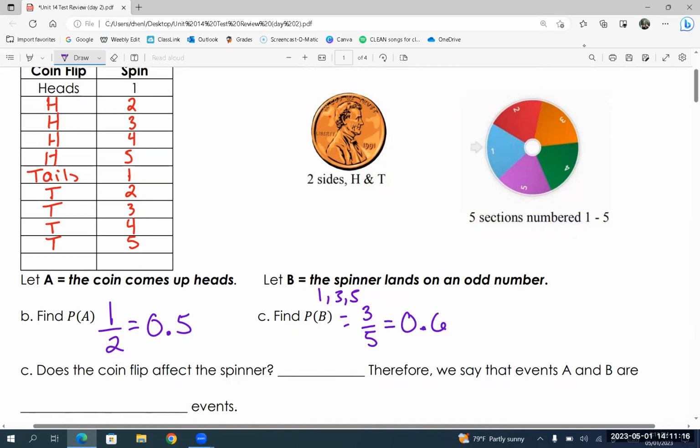Part C, does the coin flip affect the spinner? No. So flipping the coin does not affect the spinner. Therefore, we say that events A and B are independent events.